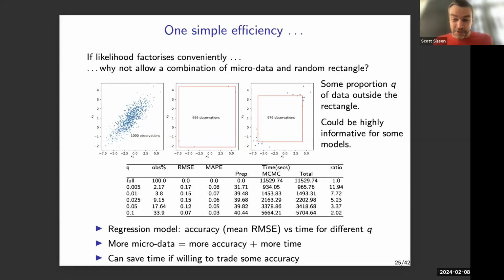Yes, so this is the time taken for the sampler, and there's also some time taken to construct the random rectangles. And this here is the time ratio. If we take the full data analysis as a ratio of 1, then if we're only bringing in 2% of the data, we can do our MCMC, or maximum likelihood estimation, 12 times faster by only bringing in 2% of the real data. Whereas if we bring in 33% of the real data, we can do the analysis twice as fast.